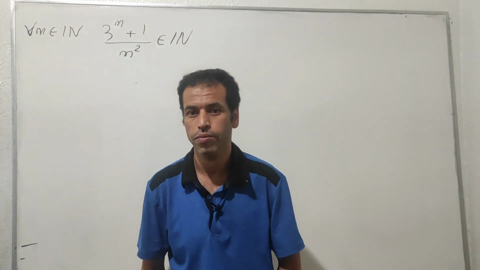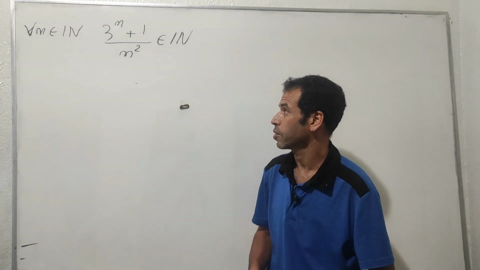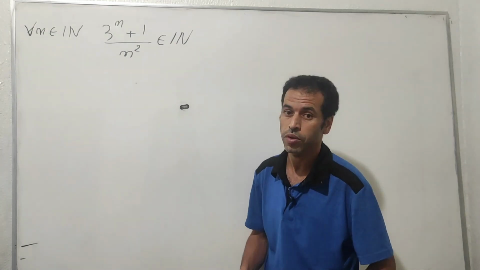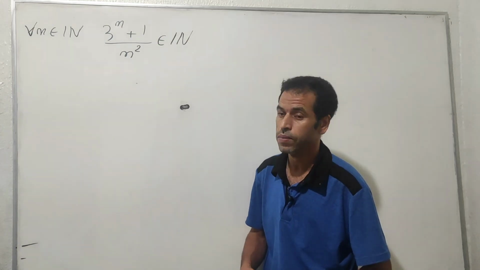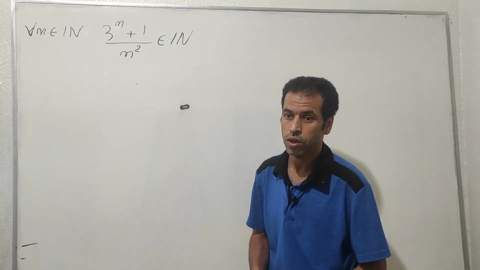In today's video, here is a nice problem that was suggested by a viewer. Here is the following setup: for all n a natural number or positive integer, satisfy the following fraction: 3 to the n plus 1, over n squared, is an integer.